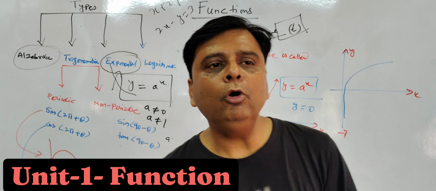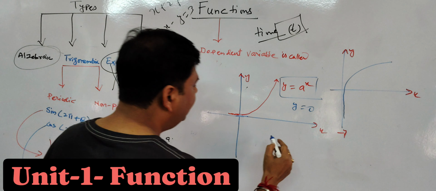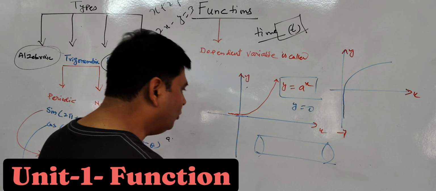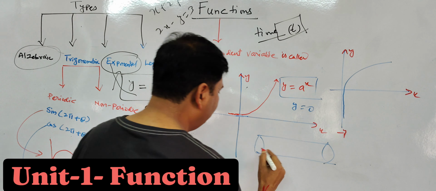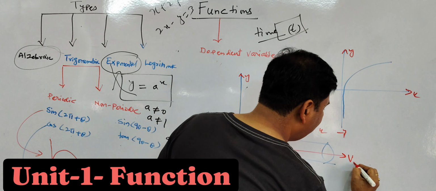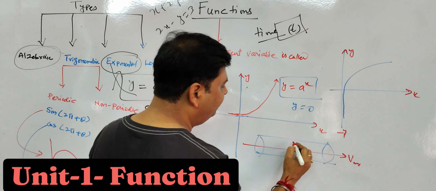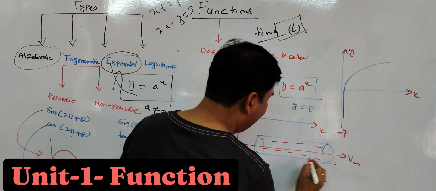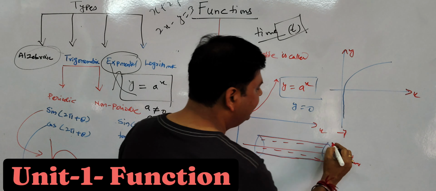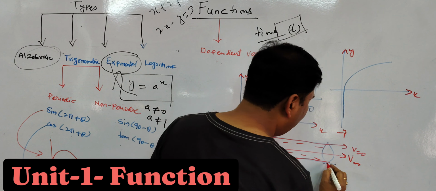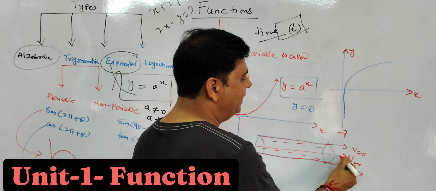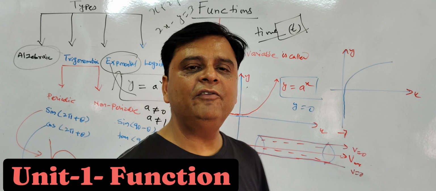I can also give you a few more examples. For example, suppose this is a pipe through which water is flowing. You will learn in class 11 that here the velocity of water will be maximum, and as we move away from the axis, very close to this side of the pipe, you will find the velocity of water will be 0. This means the velocity is maximum at this point and decreasing as we move away from the axis.